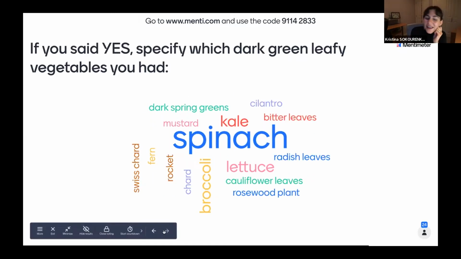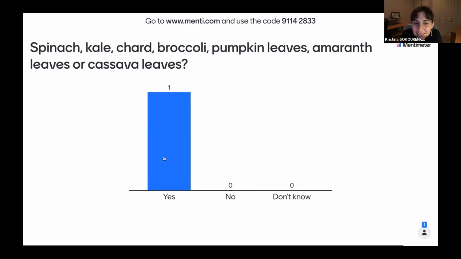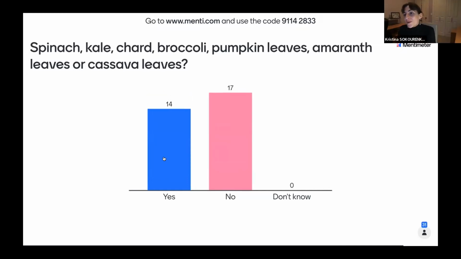And then let's try it a different way. Yesterday, did you have any spinach, kale, chard, broccoli, pumpkin leaves, amaranth leaves, or cassava leaves? So now the tables have turned a little bit. Most of you, it seems, are saying no, you haven't had any of these. We had a majority saying yes before when we started the question in an open-ended way.